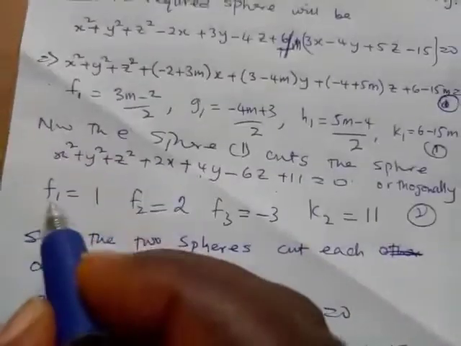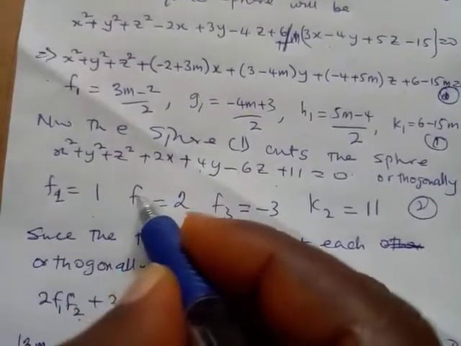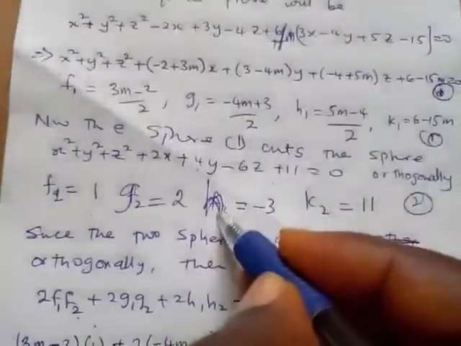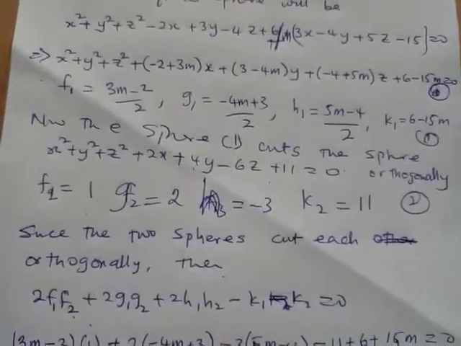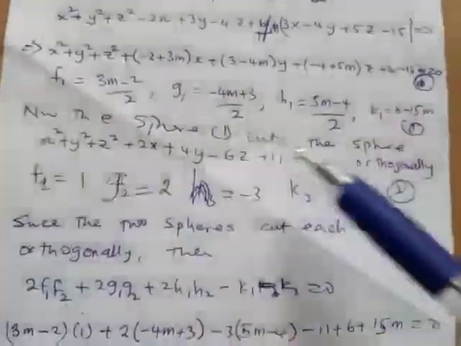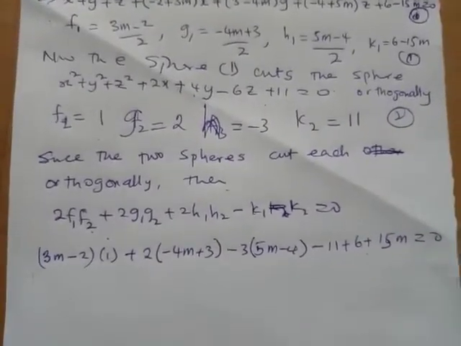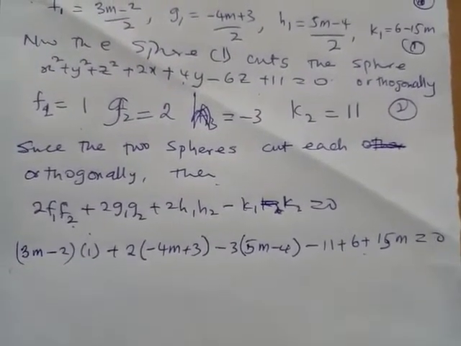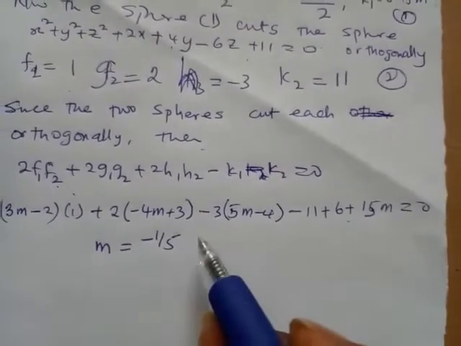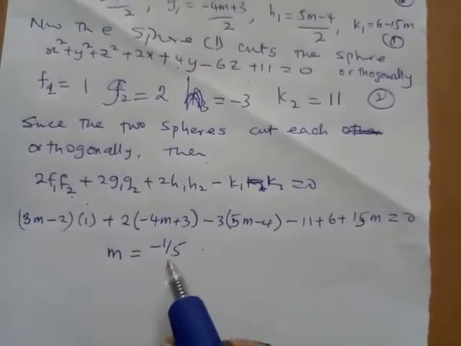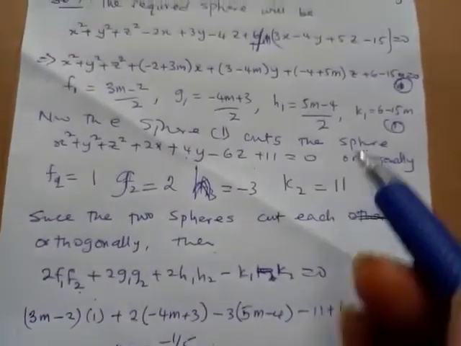Sorry, this is F2. Sorry, G2 and H2, just like this. So G2 and this, we multiply each other, just like what we have here. So by the time we simplify this equation, we are going to get m is equal to minus 1 over 5.